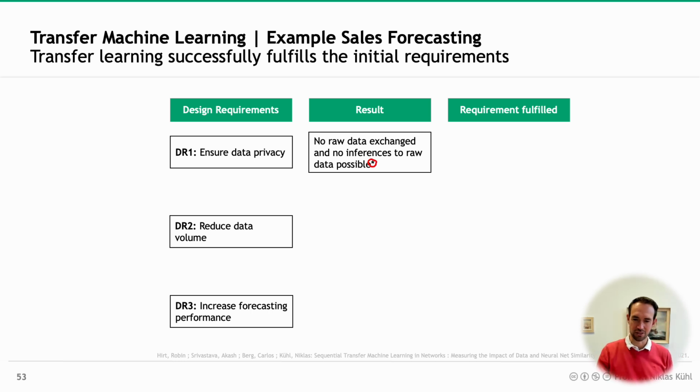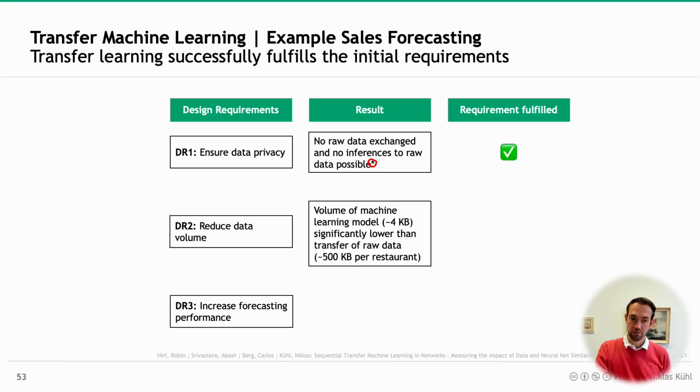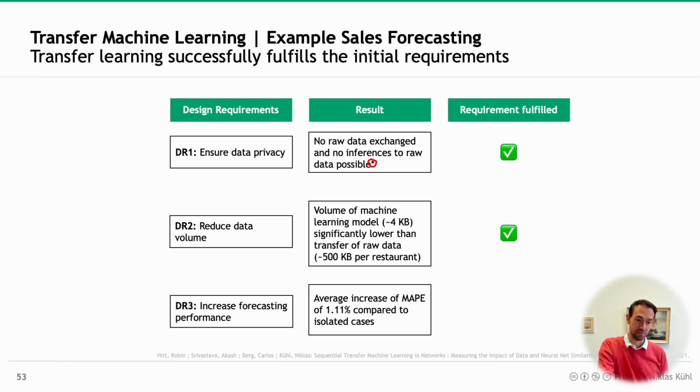But for the case over here, that requirement was definitely fulfilled. Data volume, well, it was way lower to transfer the volume of a single model than transfer all the raw data. So this requirement was also fulfilled. Now, the most important one for these restaurants was obviously, did we increase the forecasting performance?